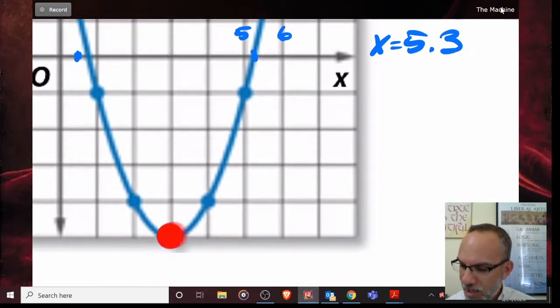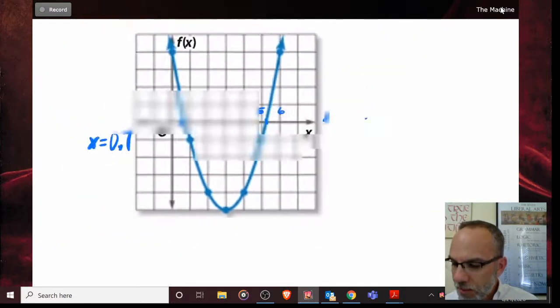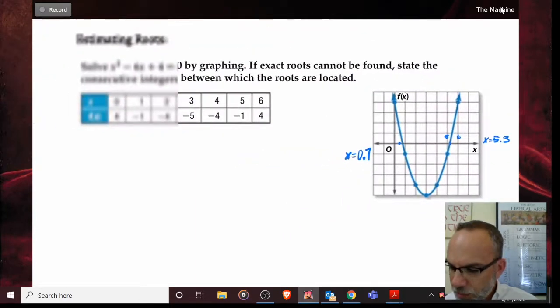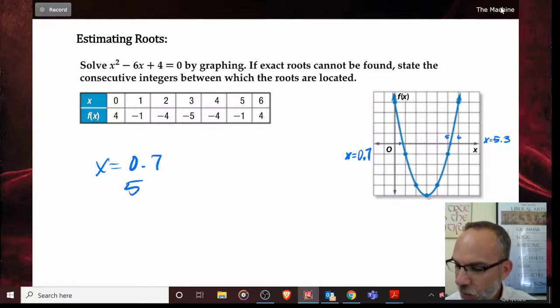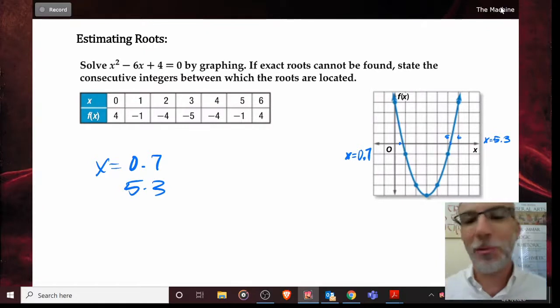Just to point out, here's your happy little vertex down here, just kind of hanging out. He's kind of controlling the whole thing. Hey, to the right, go this way. Hey, to the left, go that way. So then my answer would be, okay, x is equal to 0.7 and 5.3. But how would you do that out of a table?